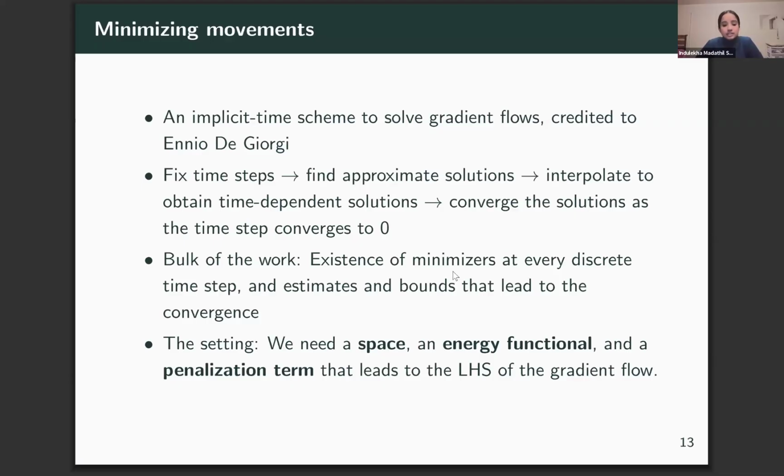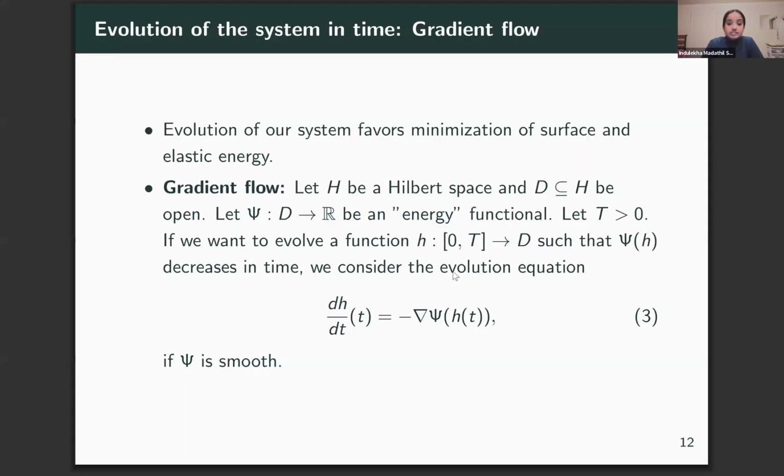So the bulk of the work is in finding the existence of approximate minimizers at every discrete time step and finding estimates and bounds that can help us find the appropriate convergence. So the setting would be that we need a space, an energy functional, and an incremental minimization term, a penalization term that leads to the LHS of the gradient flow. The LHS being the time derivative of H in this case.